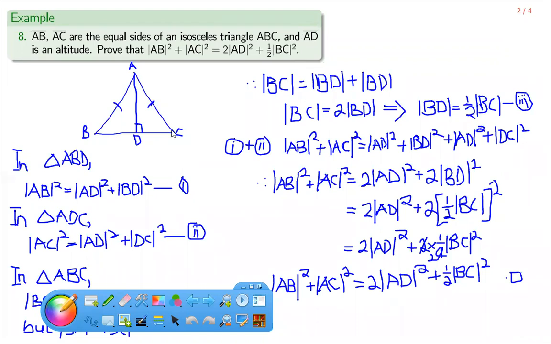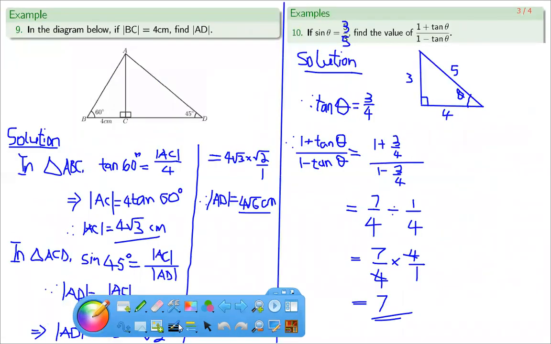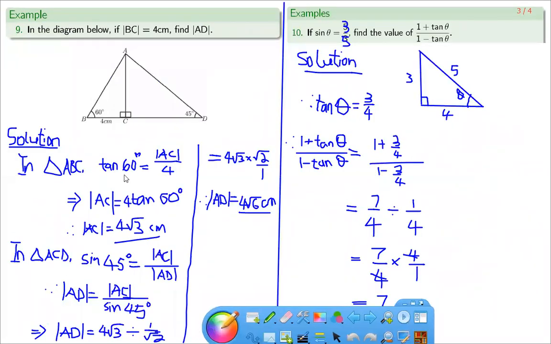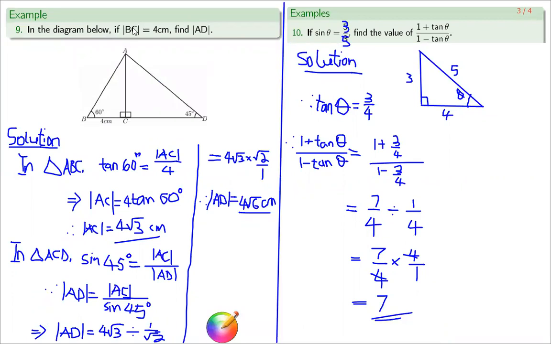Okay. So example 9. It says in the diagram below, if length DC is 4 centimeters, find length AD. In triangle ABC, tan 60 degrees is equal to AC over 4. Of course, don't forget tan theta is opposite over adjacent. So since this is the reference angle given, this is the opposite, and here is the adjacent.